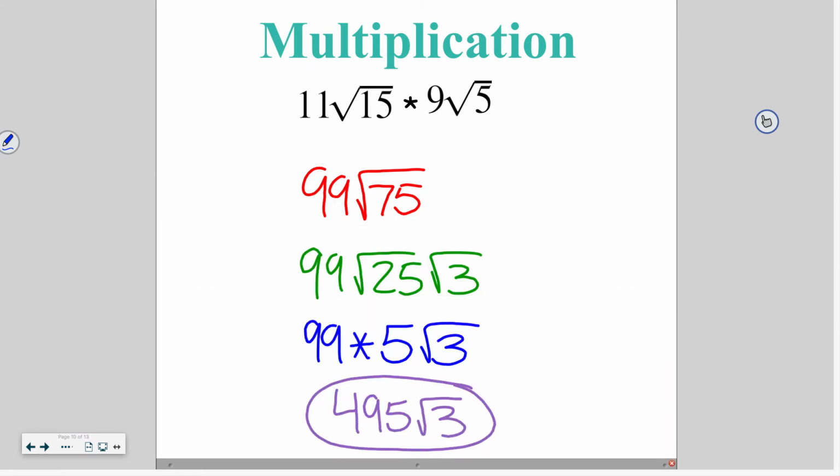Multiply, you get 99 square root of 75, which can be broken down into 25 and 3. 99 times 5 is 495 square roots of 3.